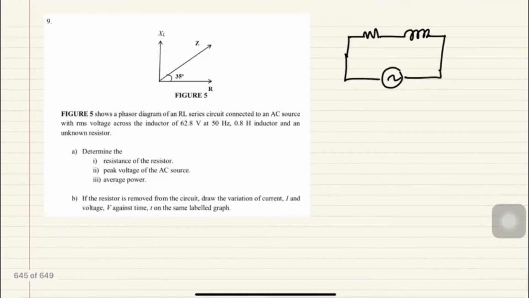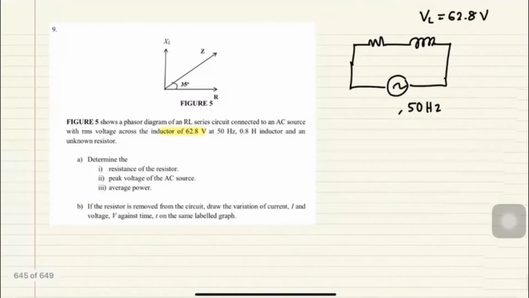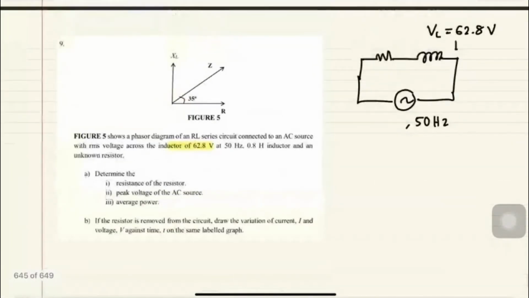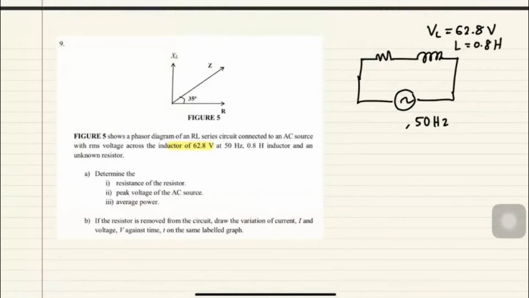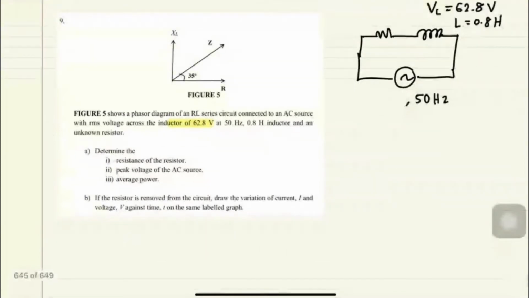Okay, so it says the voltage across the inductor is 62.8. Across the inductor means it is VL, at 50 Hz. The 50 Hz is the frequency of the circuit. Usually we put a power supply with a 0.8 inductor, so that is the L. It puts it into the inductor, and an unknown resistor R. We don't know what the resistor is. Okay, so determine the resistance of the resistor.